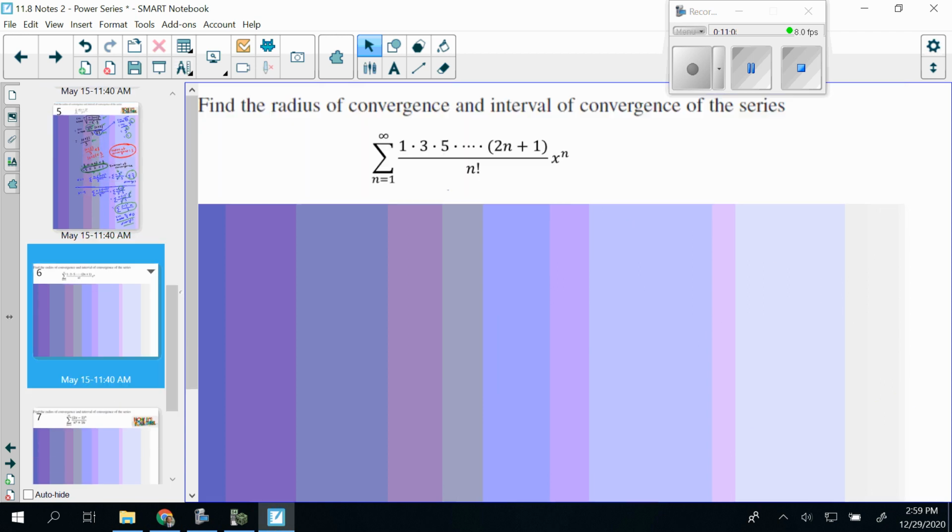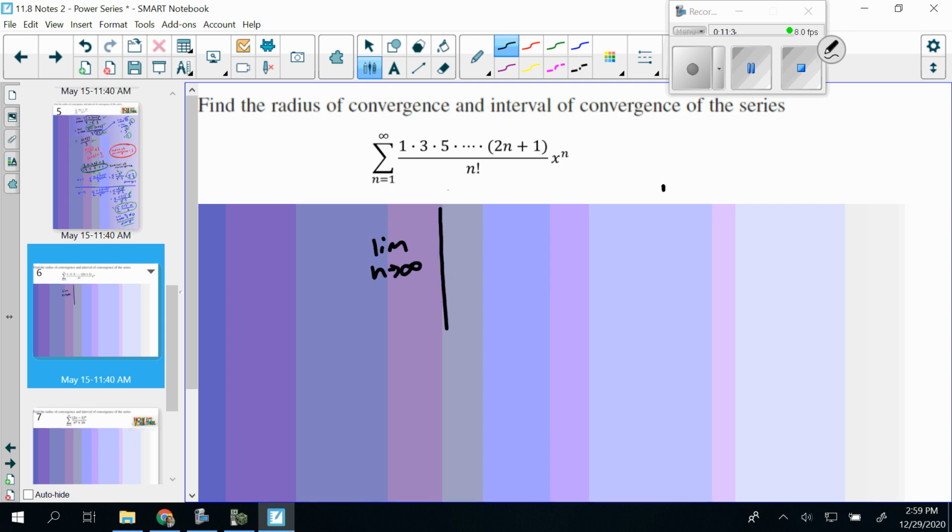Find the radius of convergence and interval of convergence of this series. So they have this on top, 1 times 3 times 5, dot, dot, dot, that it's 2n plus 1. On the bottom, they have a factorial, and then x to the n. Well, factorial right away should clue us in that this one is going to be a ratio test. So let's set up a ratio test.